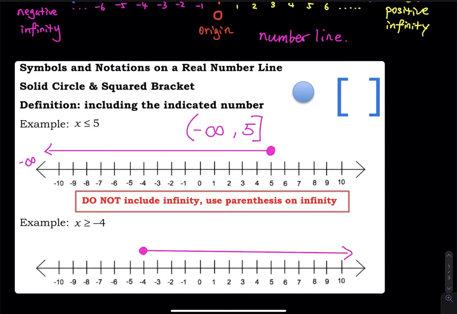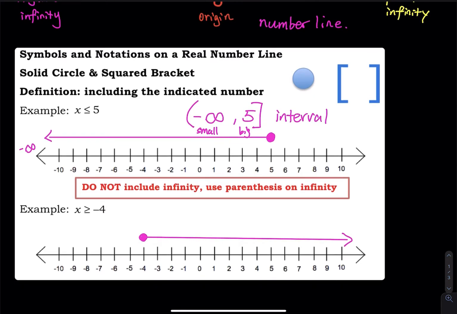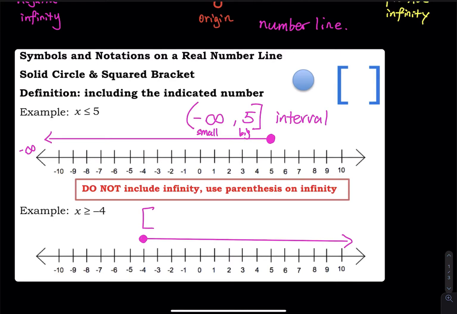So this is called an interval. We need to use interval in statistics. So interval has a small number on the left, big number on the right. Always small on the left, big on the right. That is just like how the number line works. You see small number on the left, big number on the right, right? And then what about x greater than or equal to -4? Since we use a solid circle for -4, that is a square bracket, -4, and then to positive infinity. We don't know exactly how big that is, so we use a parenthesis. So that's how we do the number line and the interval.